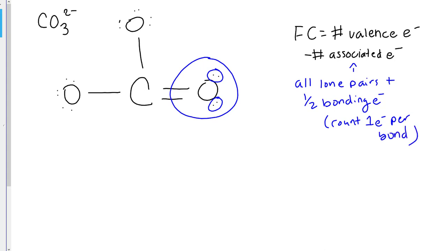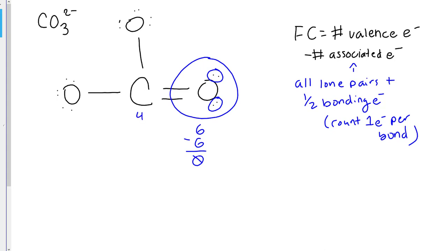Now, most of the time, you're going to find most things, at least stable configurations, are going to have formal charges of 0. If we look at this oxygen right here, how many valence electrons does an oxygen start with? 6, good. It's in group 6, so it started with 6 valence electrons. So 6 valence electrons minus how many are associated with this particular oxygen? Also 6, good. It's got 4 lone pair electrons, and then if I count 1 per bond, then I'm up to 5, 6. So it has a formal charge of 0. So that oxygen has a formal charge of 0. What about carbon? How many valence electrons does carbon start with?